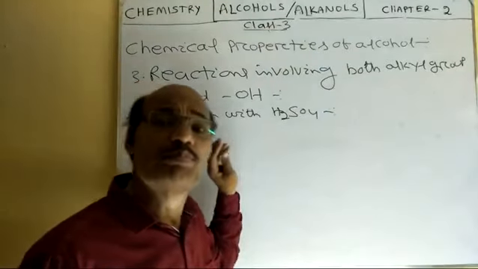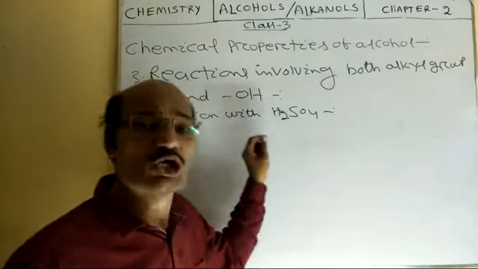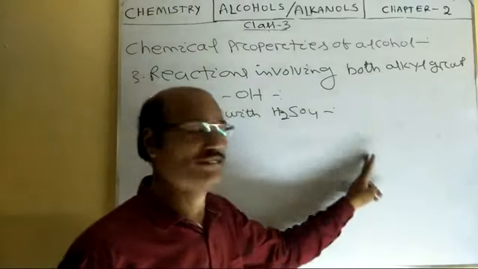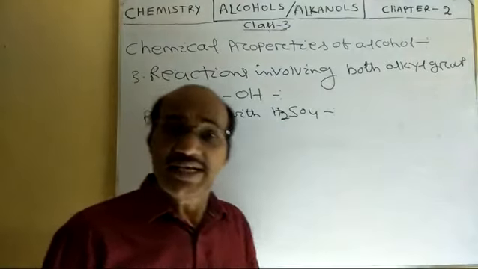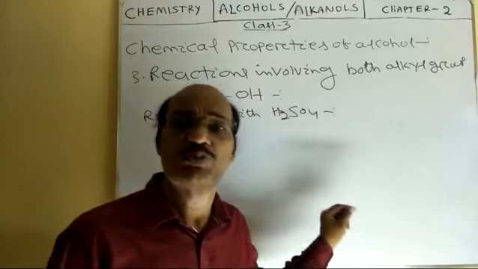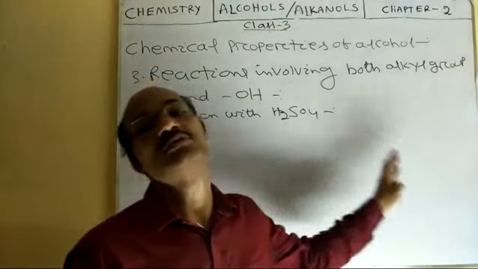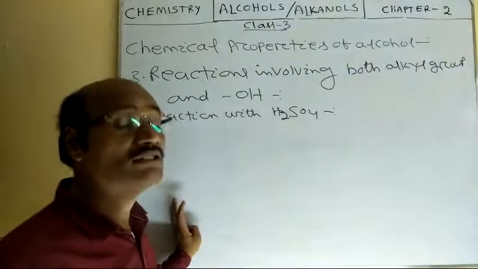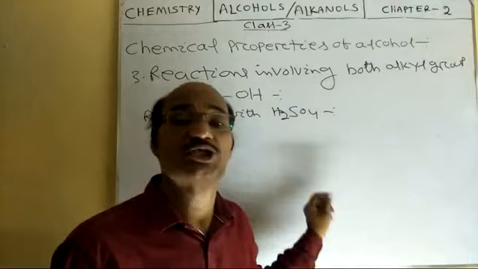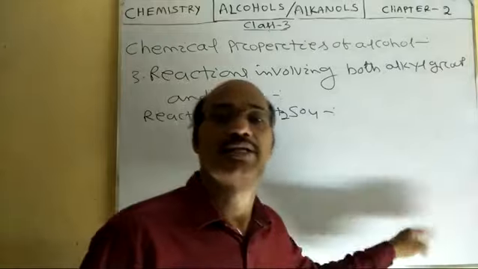When you take primary alcohol, that will react with concentrated sulfuric acid at 170 degrees centigrade to give alkene. If you take secondary alcohol, that will react with 60% H2SO4 at 100 degrees centigrade to give alkene. And when you take tertiary alcohol, that will react with 20% H2SO4 at 80 degrees centigrade to give alkene.